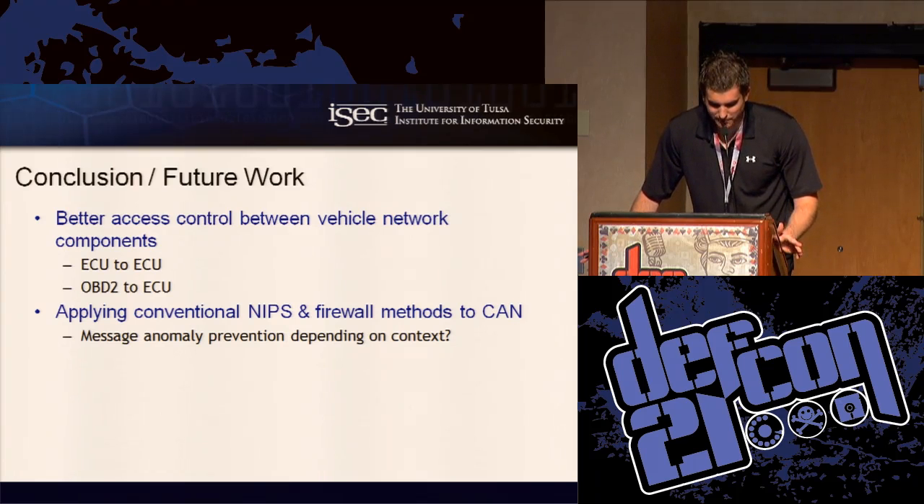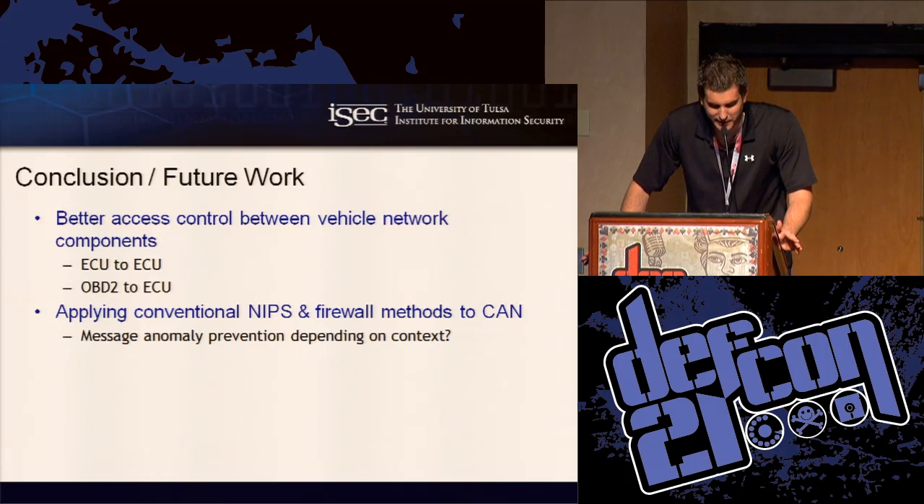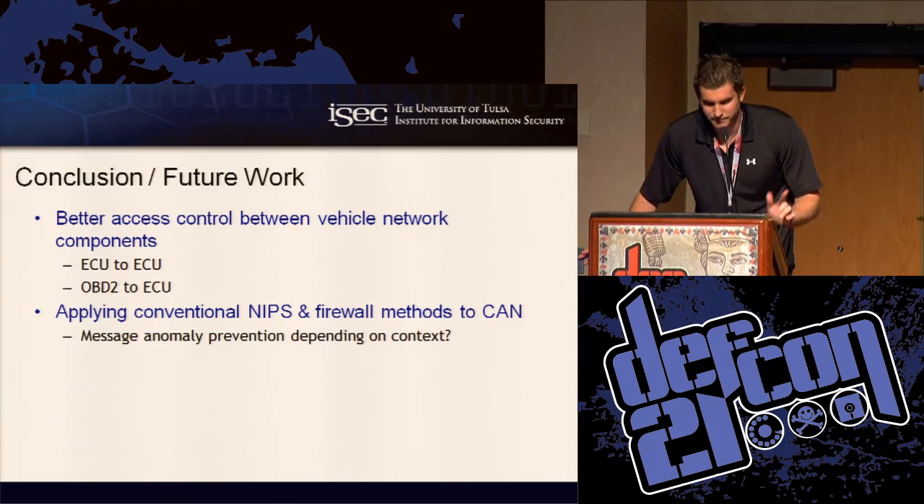So what's surprising to me is that the access control between ECU and ECU or network to network on vehicles is somewhat non-existent, or the ones that do exist aren't very good, and are easily bypassed. So maybe applying conventional network security techniques, such as network intrusion prevention systems of some kind, or some firewall methods to these networks might provide a better solution. And then maybe some sort of message anomaly prevention, depending on the context of other messages present on the CAN bus at the time.